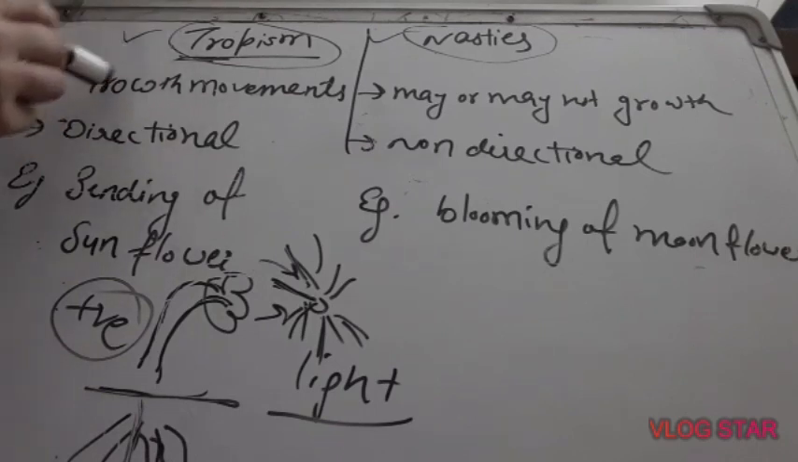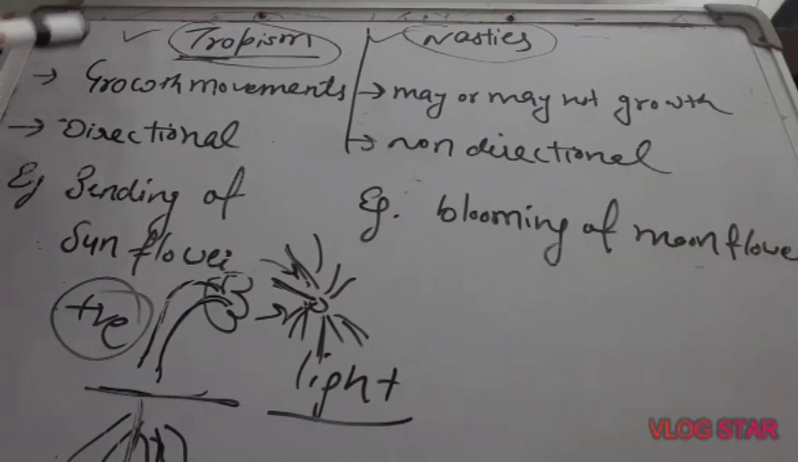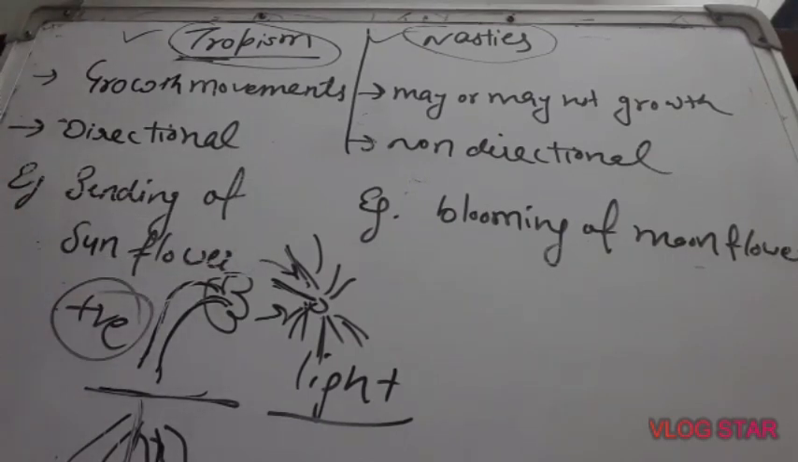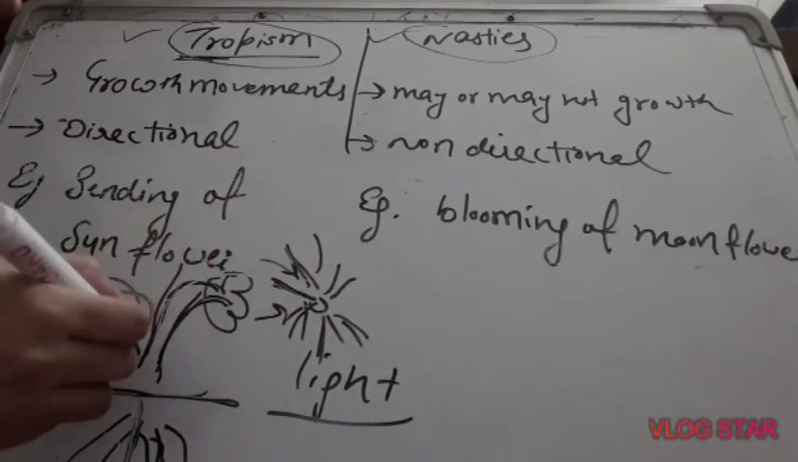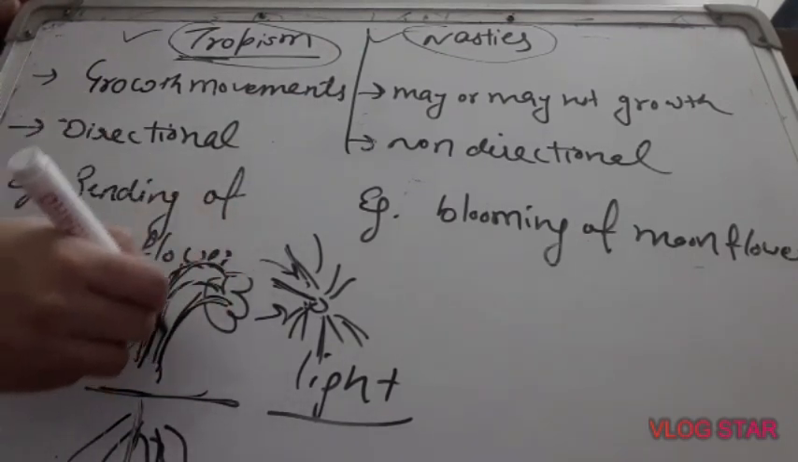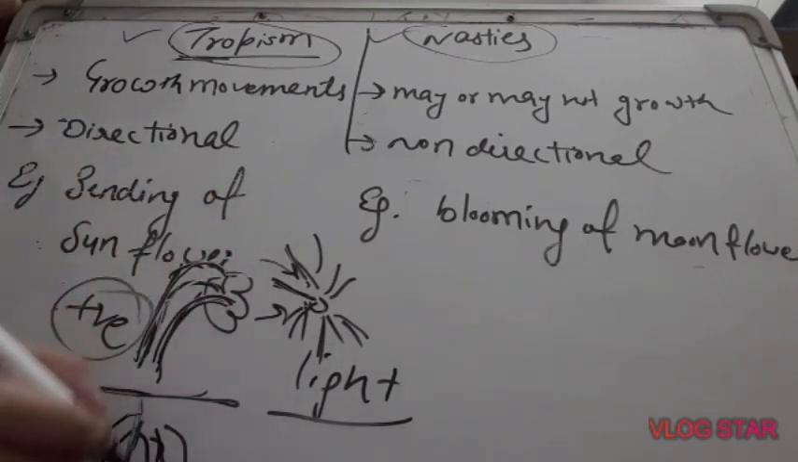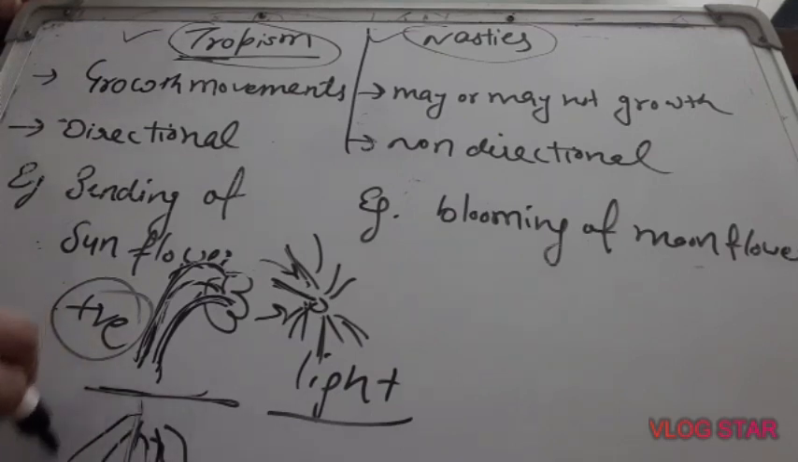Another difference is that tropic movements are also known as growth movements. Whenever any plant part moves towards or away from the stimulus, that part will also undergo growth. Let us take the example of the sunflower. When the sunflower bends towards the light, its stem grows in height, in length. So this is an example of growth movement, tropism. And when roots grow away from the light, they also grow in length. So roots undergo growth, and stems also undergo growth. That is why tropic movements are always growth movements.